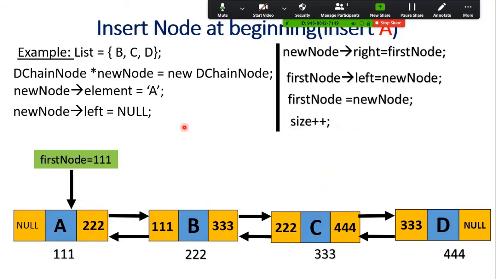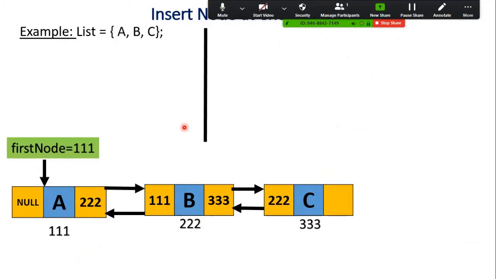Now, how to insert a node at the end of a chain? Yes, I take this example, sorry, ABC. The list is ABC. I can represent this ABC using a chain. The right link of this C is what? Null, because this will be the last node in this chain. Before inserting a node at the end of a chain, first we should have a pointer for this node C.